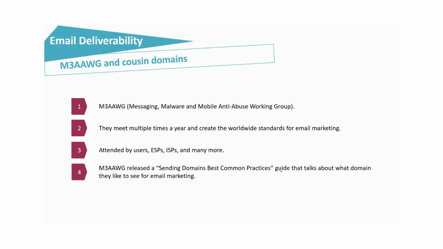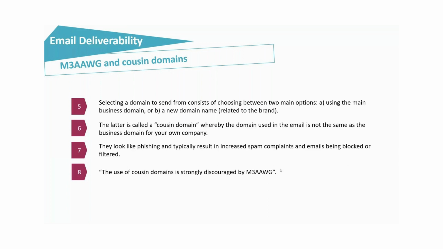But they have a guide. They wrote a guide basically of what everybody agrees should be your sending domain for sending emails. So this is providers saying this. The people you're trying to get your emails delivered to are saying this, and they've declared that it should be your business domain. It shouldn't be a cousin domain.